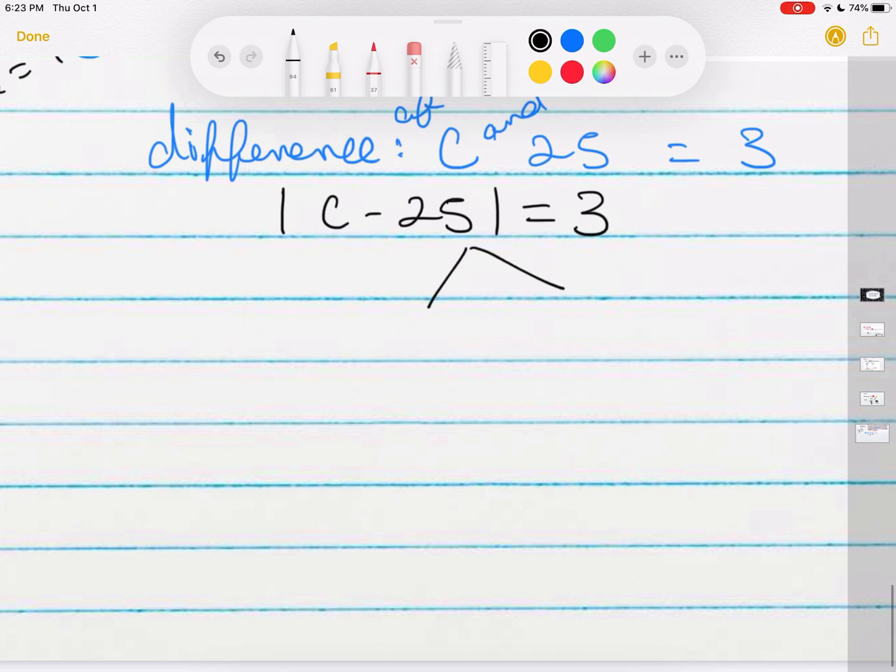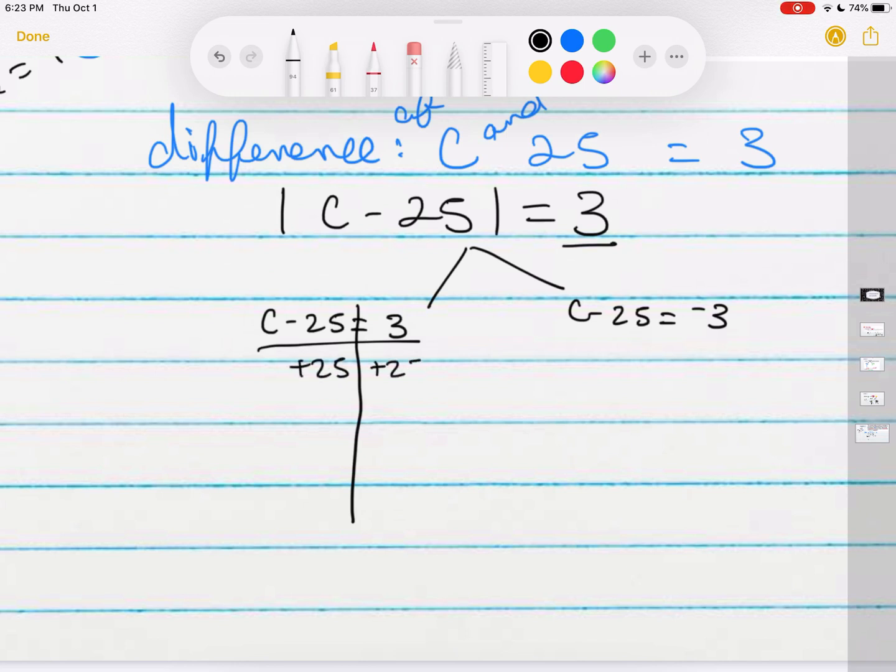I am going to break this into 2 equations to break C minus 25 out of jail. So I'm left with C minus 25 equals 3, and C minus 25 equals -3. Make my t-chart. To solve for C on my left equation, I want to get rid of the minus 25, so what am I going to do? Add 25. So I'm left with C equals 3 plus 25 is 28.